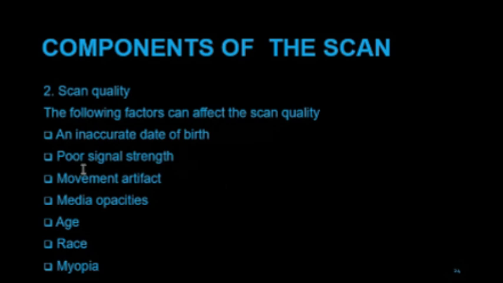For some machines, 6 and above is a good signal strength. The signal strength is from 1 to 10. So for some machines, anything 6 and above is a good signal strength, and 5 and below is a poor signal strength. Also, movement artifacts can affect the scan quality. Media opacities, opacity in the cornea, opacity in the lens, opacity in the vitreous can also affect the scan quality. The age of the patient can also affect the scan quality. The race, Black Americans or Africans are more susceptible to glaucoma. It can also affect the scan quality, and also myopia can also affect the scan quality.